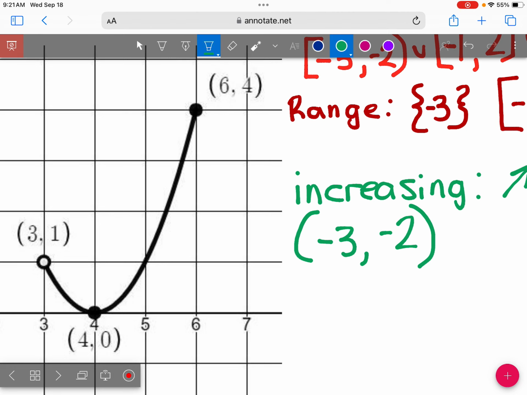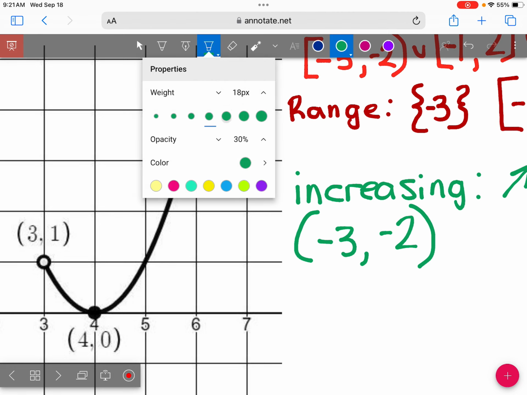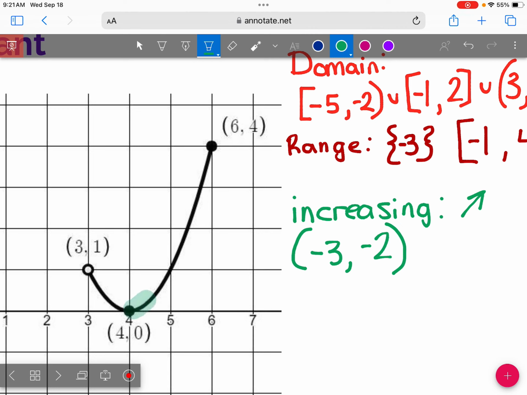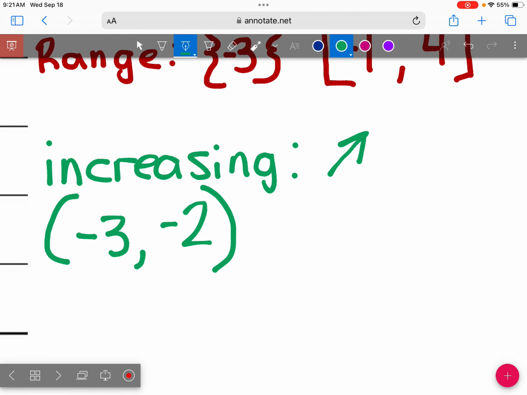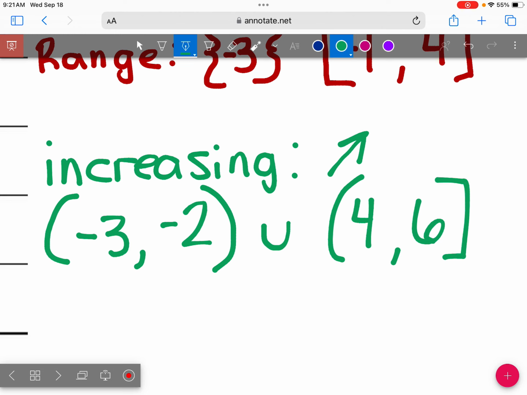Where else do we have an increasing interval? Between 4 and 6. Here, it's going up from here to here. So our other increasing interval is going to be what? From 4. Is 4 included or no? No. Is 6 included? Yes. 6 is still increasing. It's a closed point and not at a change in direction. It's not going to be a huge deal on those things. Mostly we're going to be given intervals and sketching.